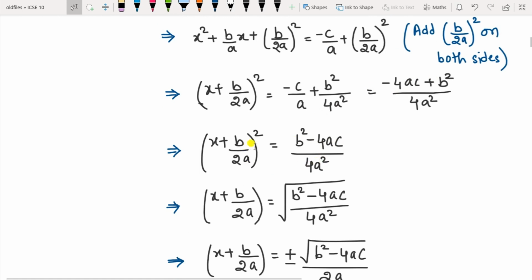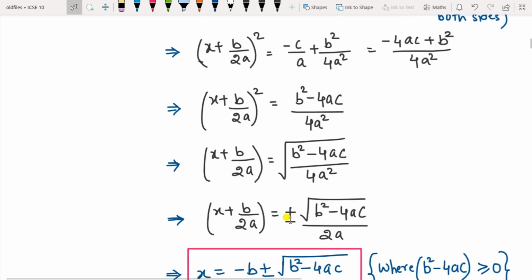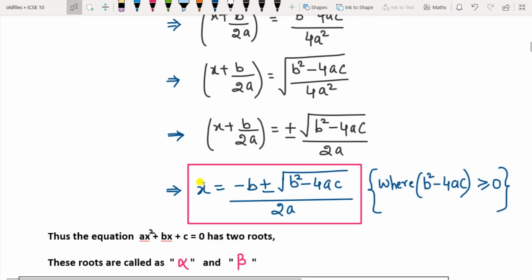Now if you want to remove the square from this side, it will be under root on the other side. Therefore it will be plus or minus, and this is 4a square, so you have to take its root. It will be 2a. Now this b by 2a will come on the left hand side because we want to find the value of x here. This is plus, so it will be minus, and the denominators are the same, so you have to write the whole 2a. That is x equal to minus b plus or minus under root of b square minus 4ac, the whole upon 2a.